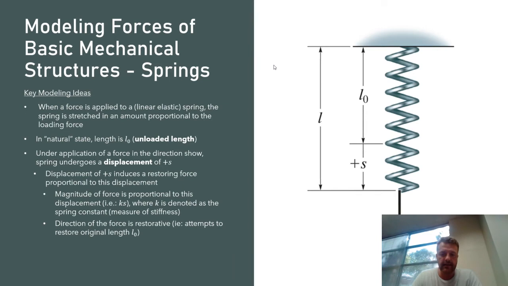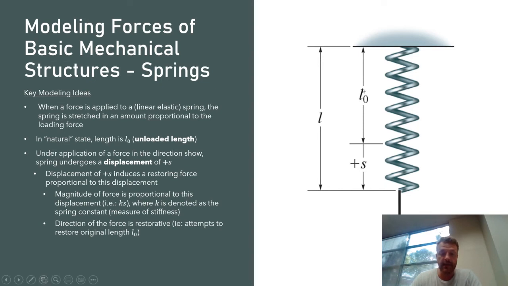And the first is an idea of a spring. I'm not going to say too much about this because I know that we all understand the basics of this from physics. But remember, if we have a linear elastic spring and we displace it, there's going to be a restoring force, which is going to be proportional to its displacement. And that constant of proportionality K, which is known as the spring constant, is nothing more than a measure of the stiffness.